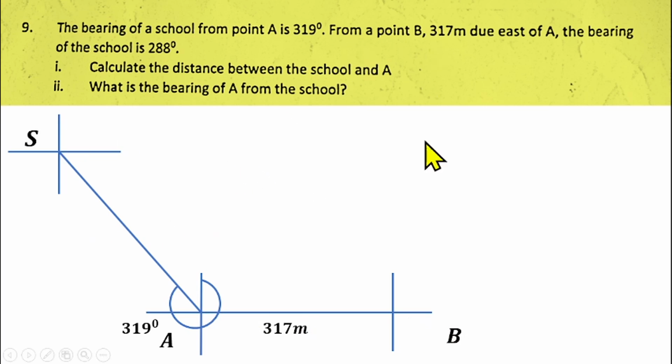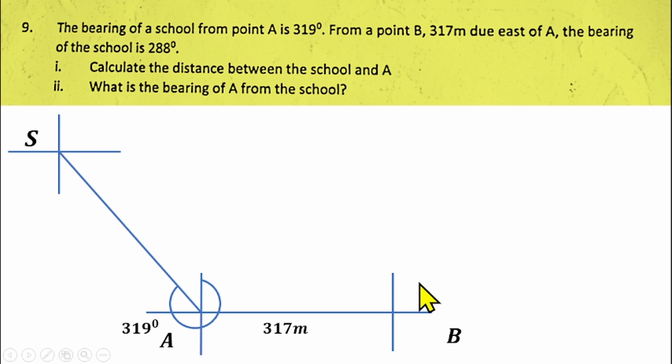So from this point B, where is B? B is 317 meters due east of A, and the bearing of the school is 288 degrees. That means from this point B, the bearing of S, the school, is 288.